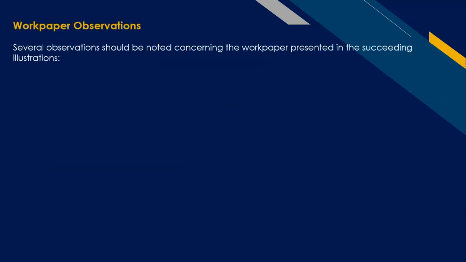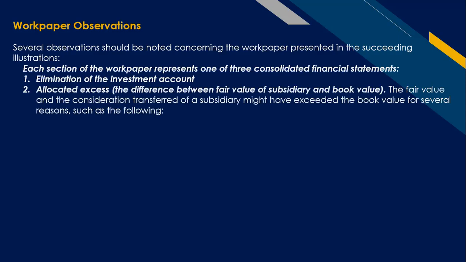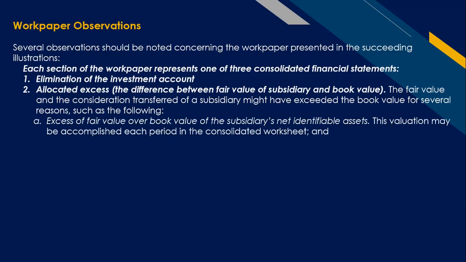Work paper observations should be noted concerning the work paper presented in the succeeding illustrations. Each section of the work paper presents one of the three consolidated financial statements. Elimination of the investment account and allocated excess, the difference between fair value of the subsidiary and book value. The fair value and the consideration transferred for a subsidiary might have exceeded the book value for several reasons, such as excess of fair value over book value of the subsidiary's net identifiable assets.